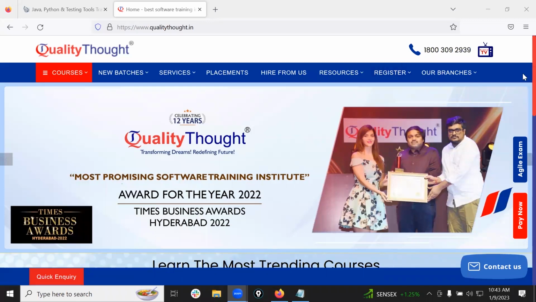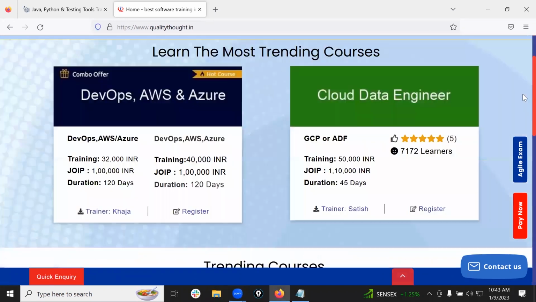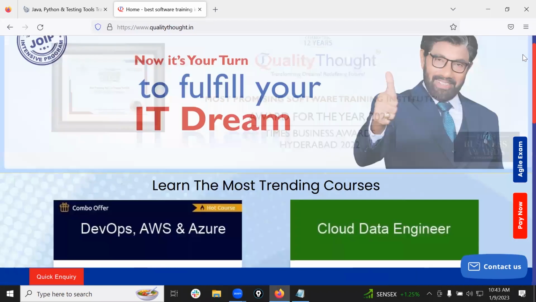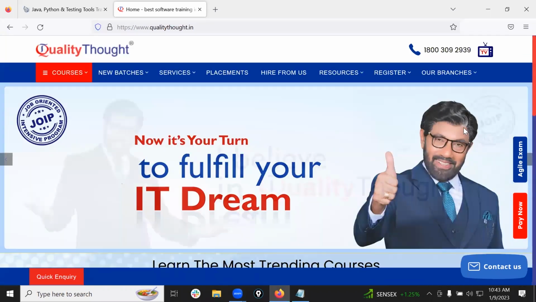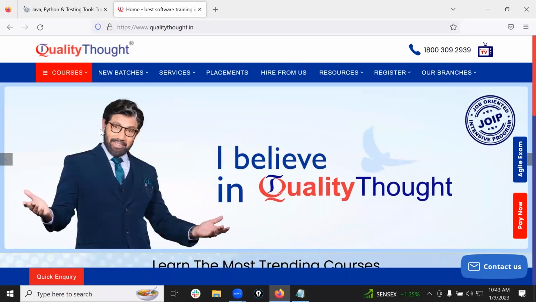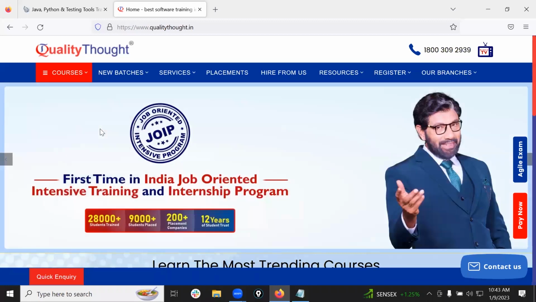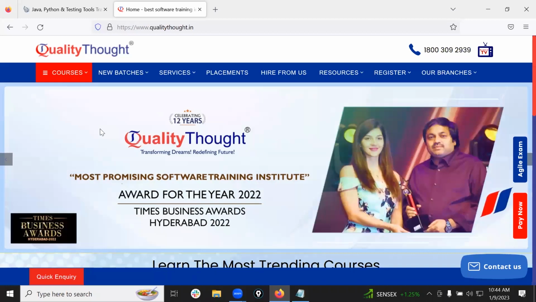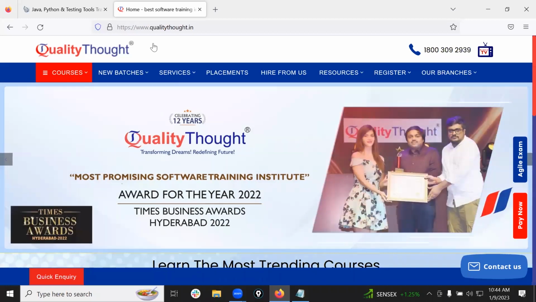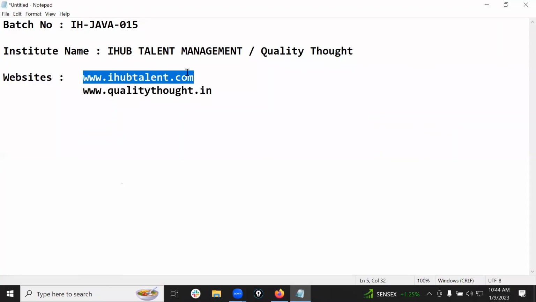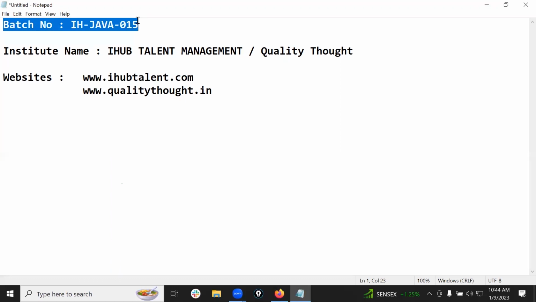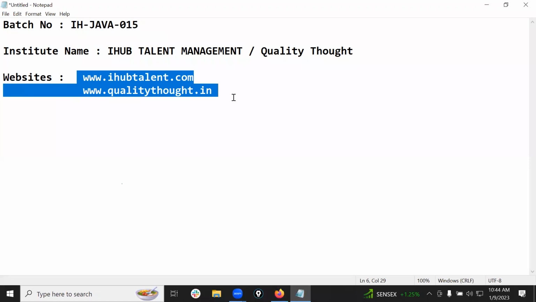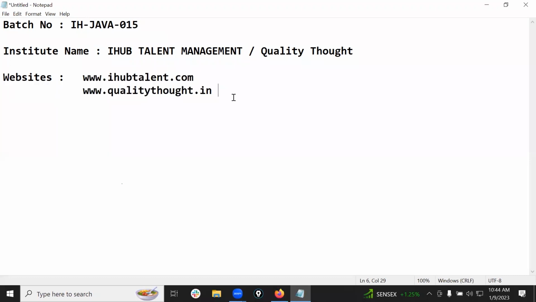So now let's see this one. This is our official website. You can even read the information. Have you seen this Katappa? He is our brand ambassador. He does advertisements for our institute. Okay, he is our brand ambassador now. So I hope you understood what your batch number is, what your institute name is, and what the websites are here.